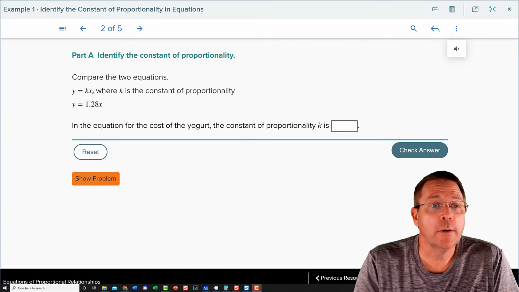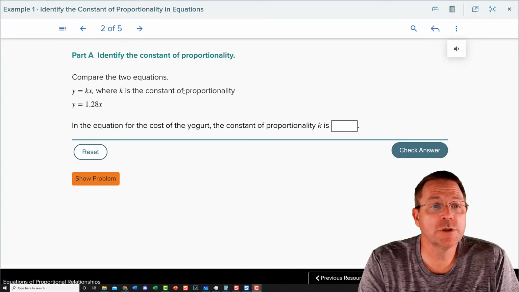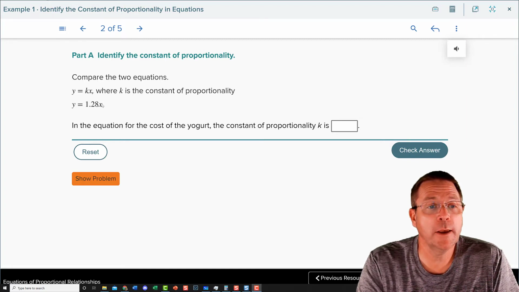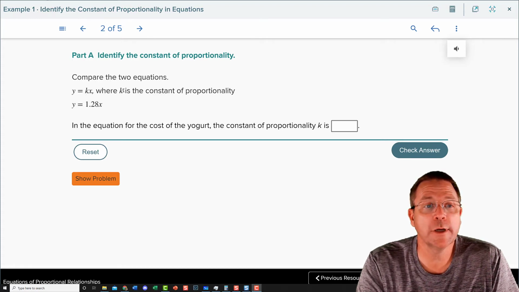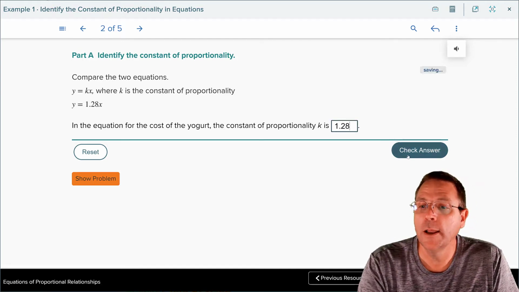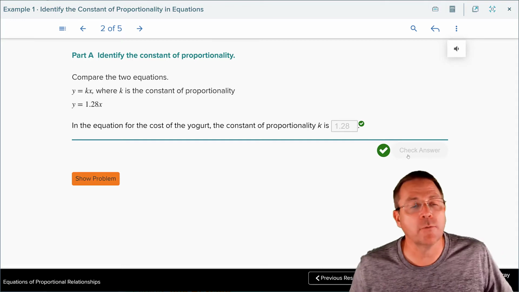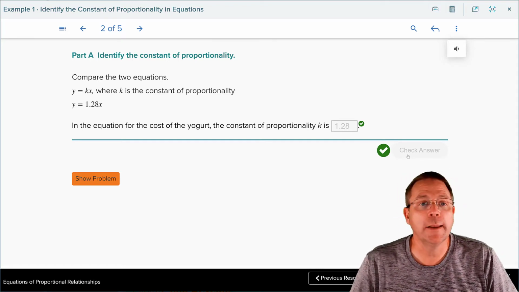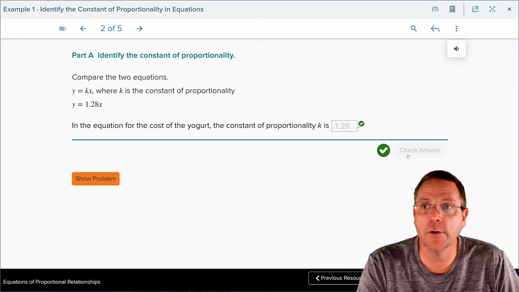Now, where k is the constant of proportionality, therefore y is equal to 1.28 times x, so k became 1.28. k is also the constant of proportionality. So in the equation for the cost of yogurt, your constant of proportionality is 1.28, and ding, we got it right. So the 1.28 is your k value. It is your constant of proportionality.